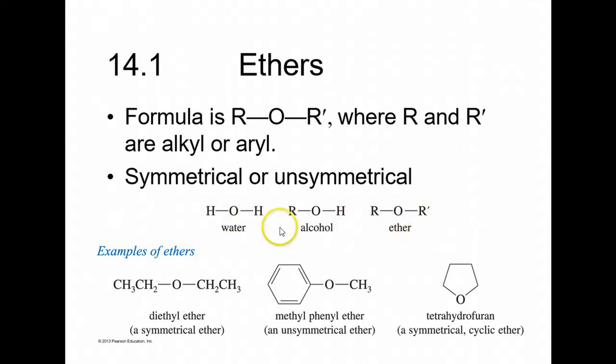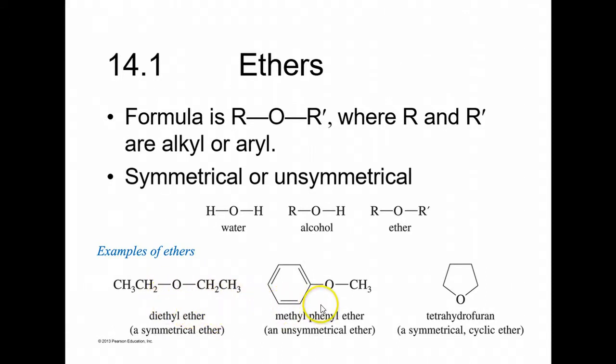This is just to give you an example of how you change the groups. Water has two hydrogens, alcohol has an R group and a hydrogen, ethers have two R groups. Here's an example of a symmetrical ether. Probably the most common symmetrical ether is diethyl ether, which is used as a solvent.